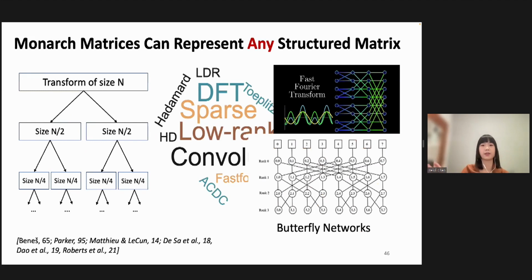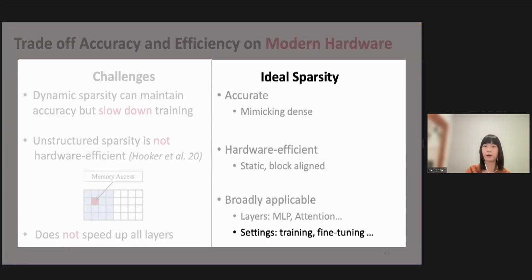Since this is a superclass of original butterfly matrices, it can also represent any structured matrices. So it's a kind of superclass of butterfly matrices based on the parameter counting. Well, so we're almost there for this ideal sparsity. Need one last piece on the different settings. Both pixelated butterfly and Monarch can obviously perform sparse pre-training, but what about the other settings?